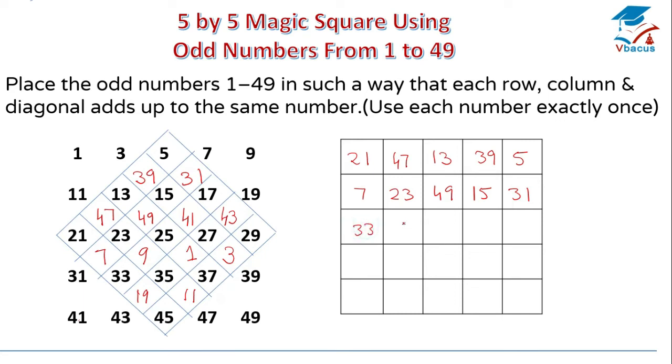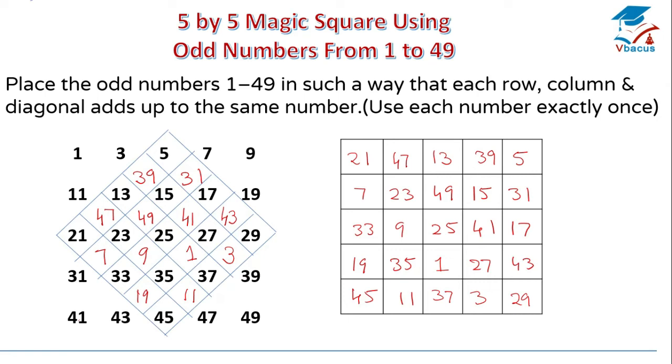33, 9, 25, 41, 17, fourth row 19, 35, 1, 27, 43, in last row 45, 11, 37, 3 and 29. Now row wise let's add.